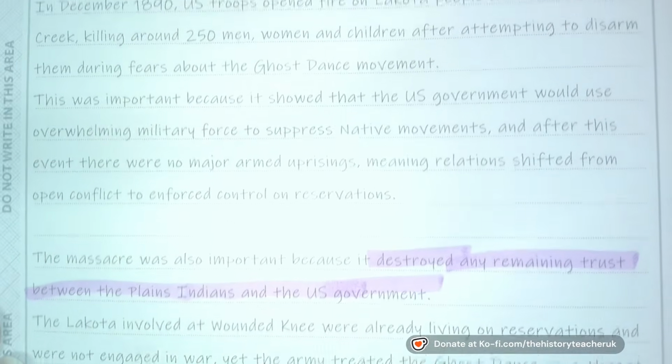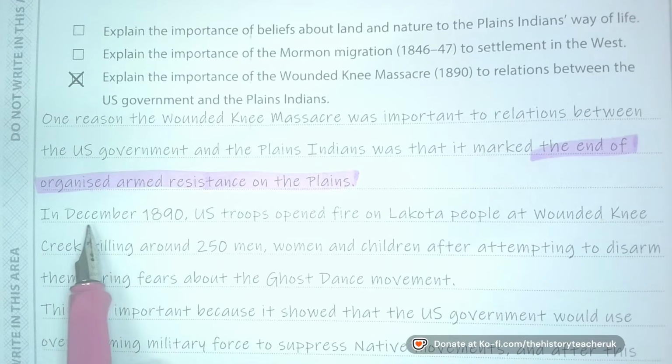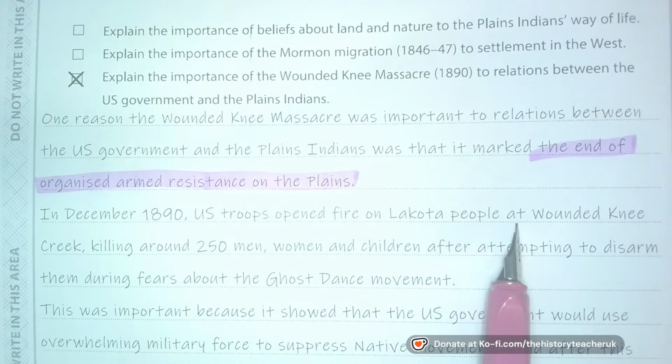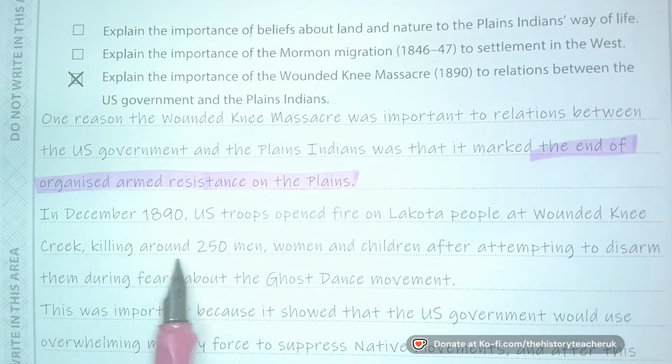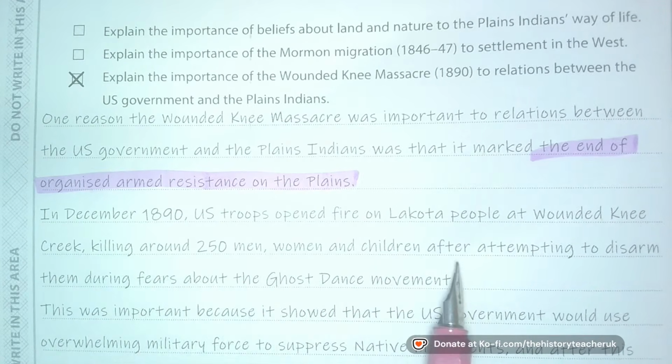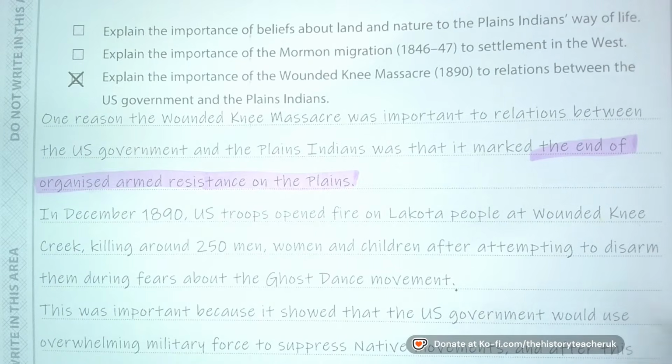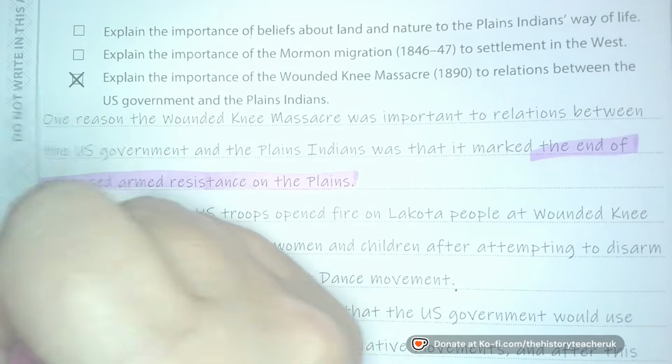So what evidence do I have for those? Well, my first bit of evidence is that in December 1890, US troops opened fire on the Lakota people at Wounded Knee Creek, killing around 250 men, women and children after attempting to disarm them during fears about the ghost dance movement. So I'm not making any judgments there, I'm just giving the evidence, okay? I'm just adding evidence.